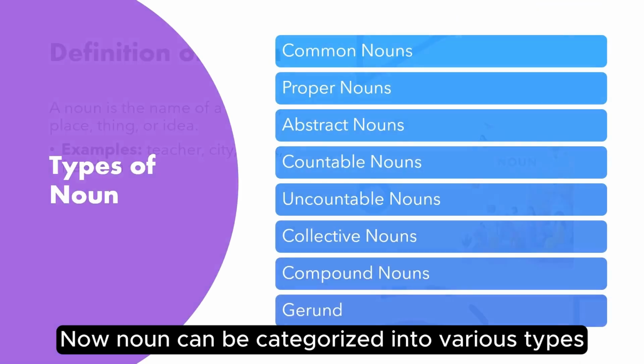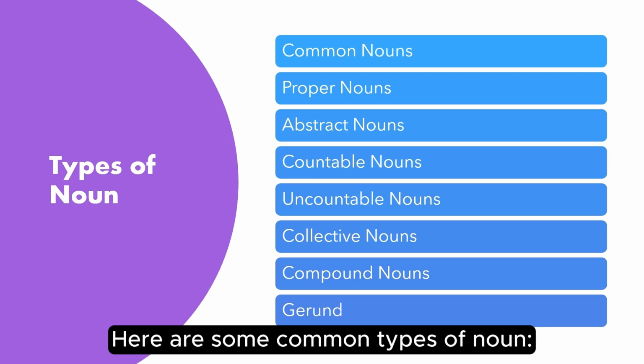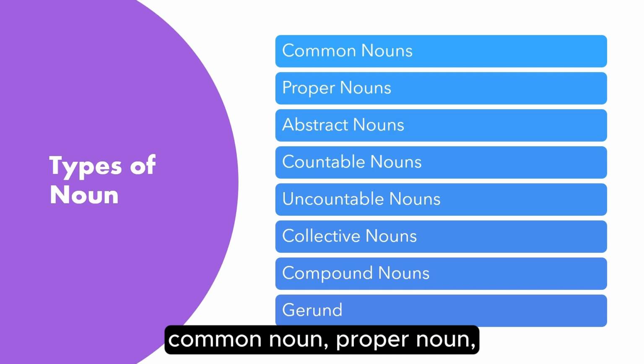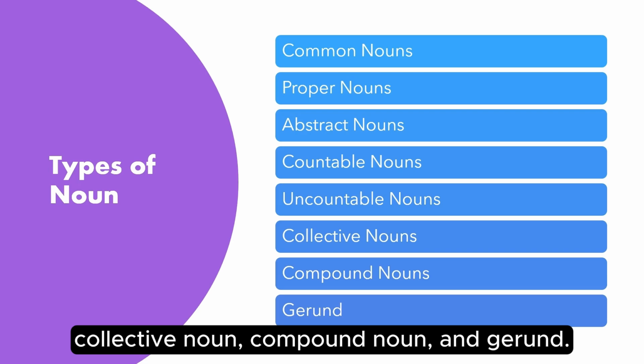Now, nouns can be categorized into various types based on their characteristics and functions. Here are some common types of nouns: common noun, proper noun, abstract noun, countable noun, uncountable noun, collective noun, compound noun, and gerund.